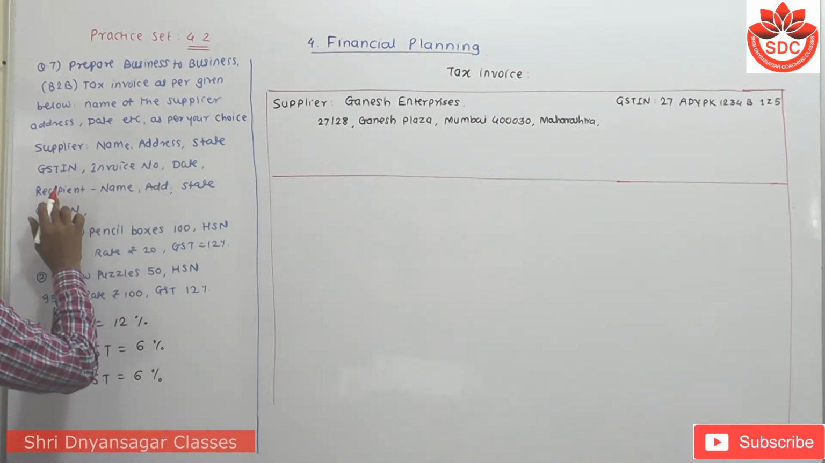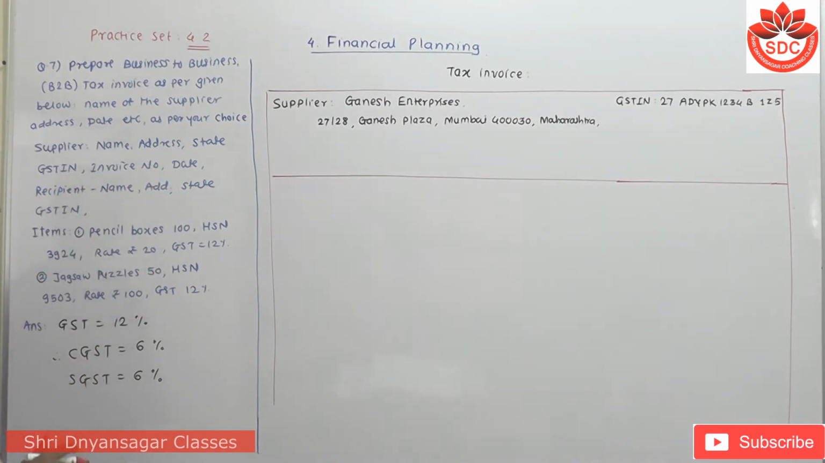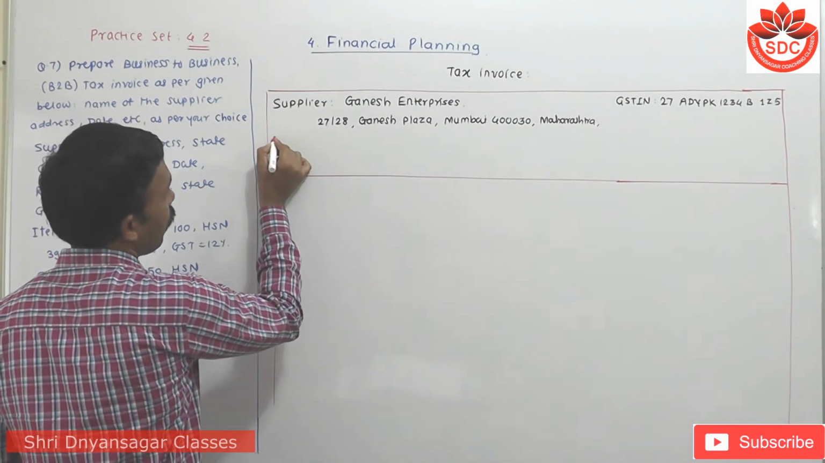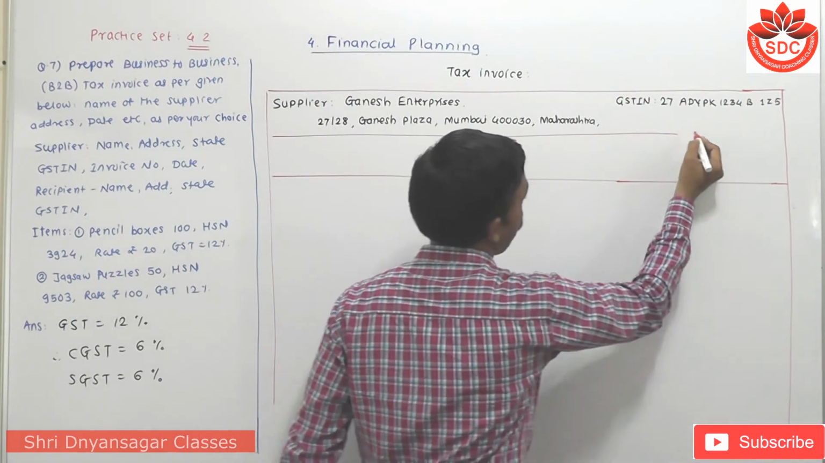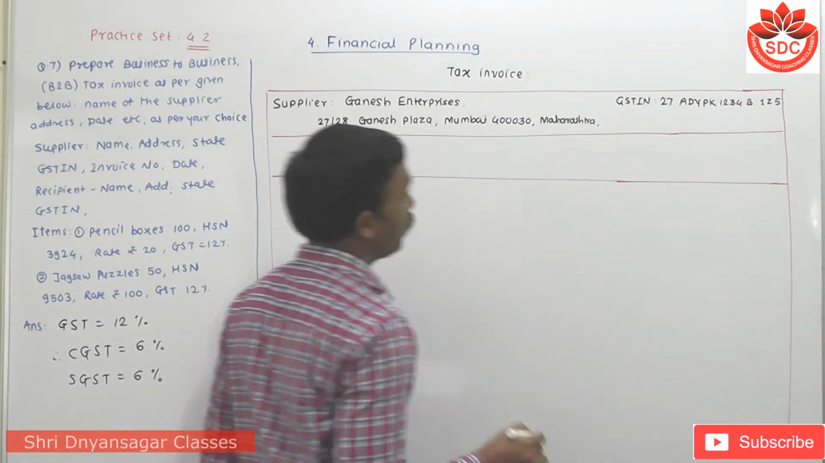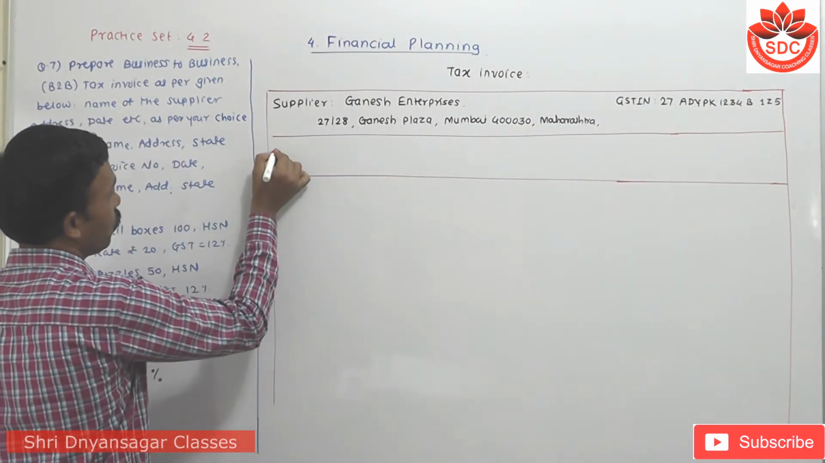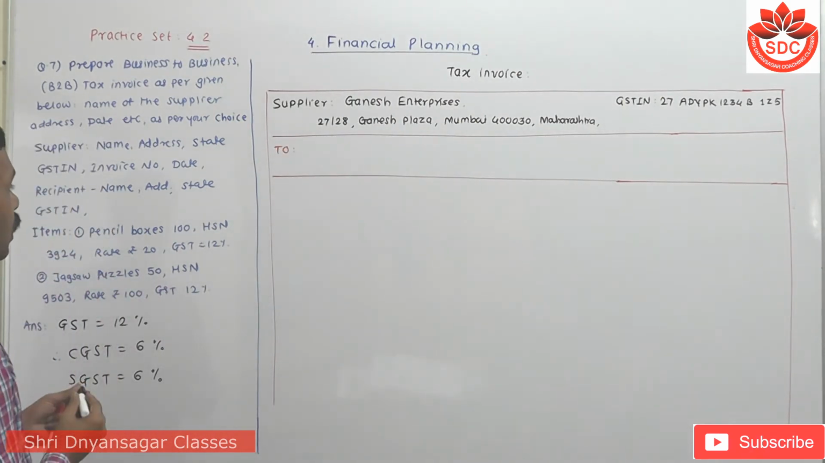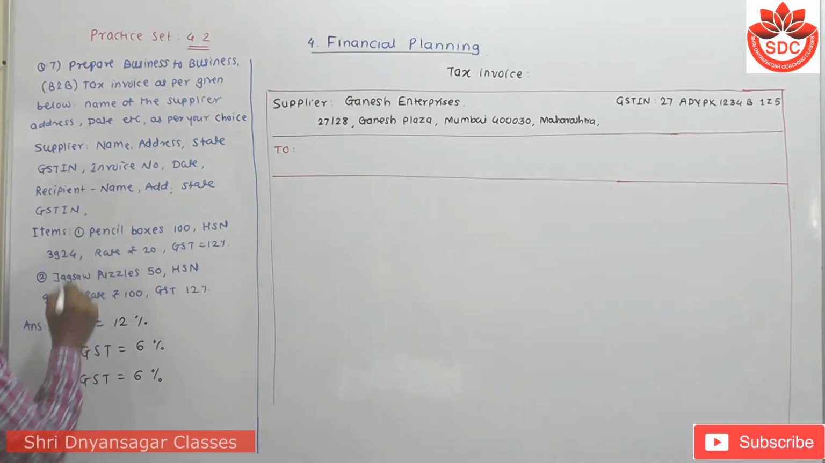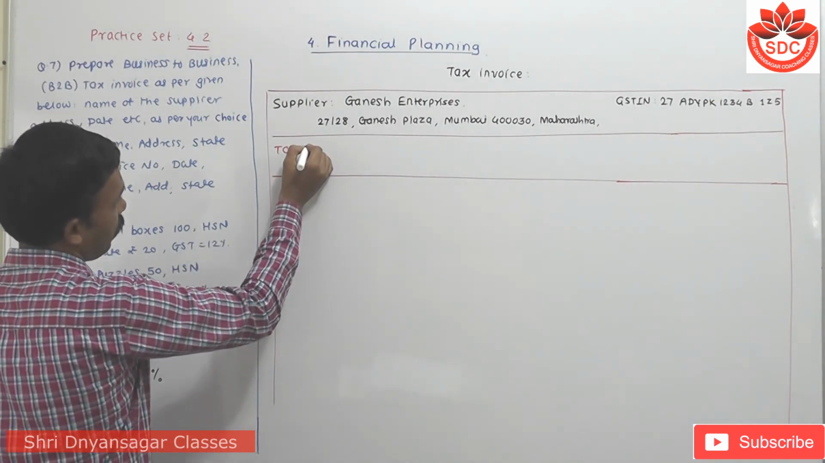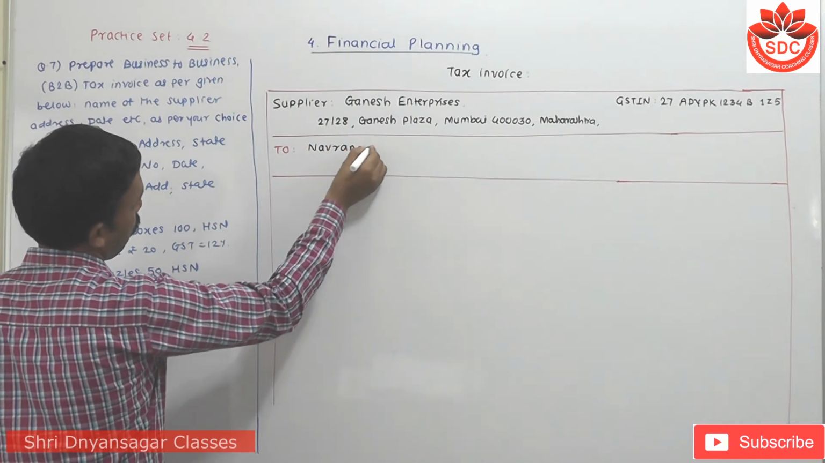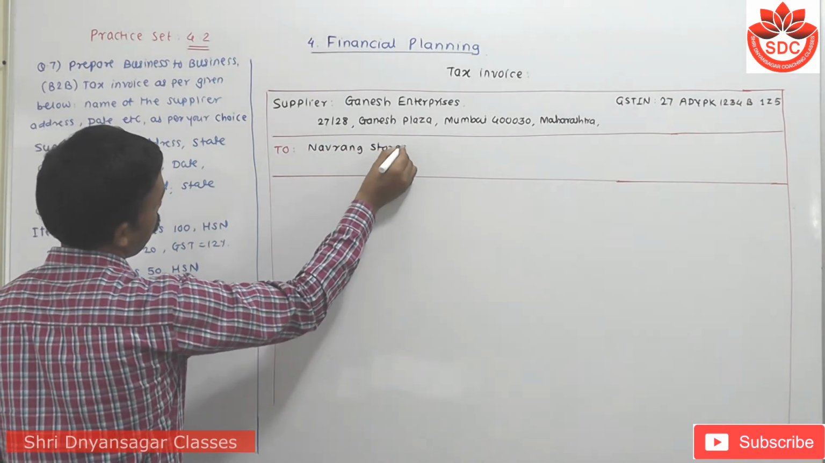Invoice date, recipient name we will have to write. Now I will take again one space here. There is the recipient name, which is here the name of that, suppose that Nauram Stores.